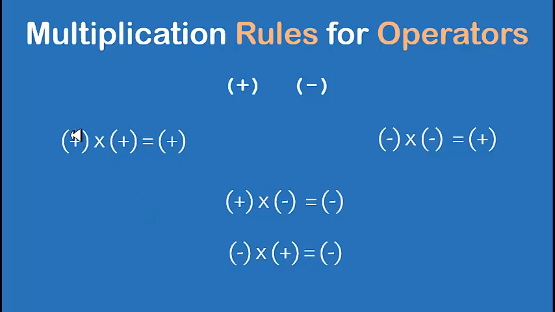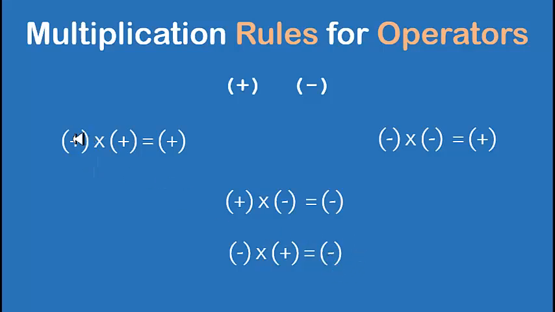Okay, so I put these operators in round brackets just to distinguish between these, just to make it look better actually, and so to clearly separate the plus operators from the multiplication operators. Okay, so the multiplication rules for operators are as follows. Plus times plus equals plus. Minus times minus equals plus. Plus times minus equals minus. And minus times plus also equals minus.